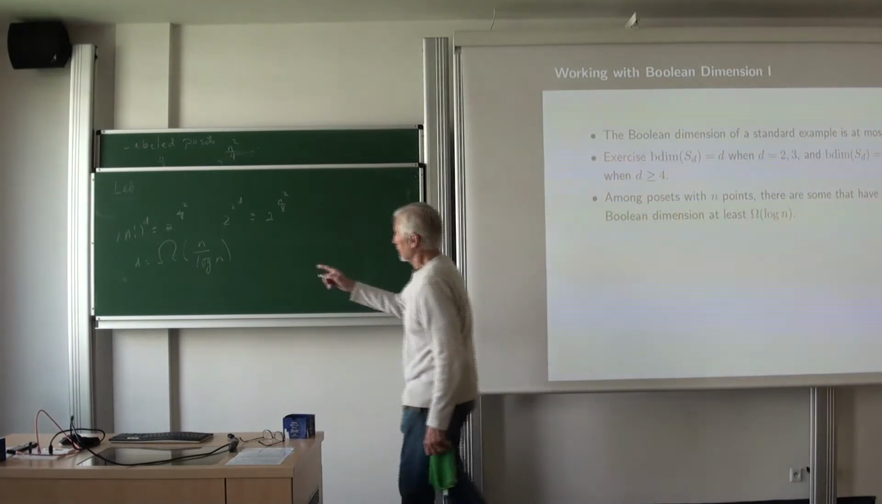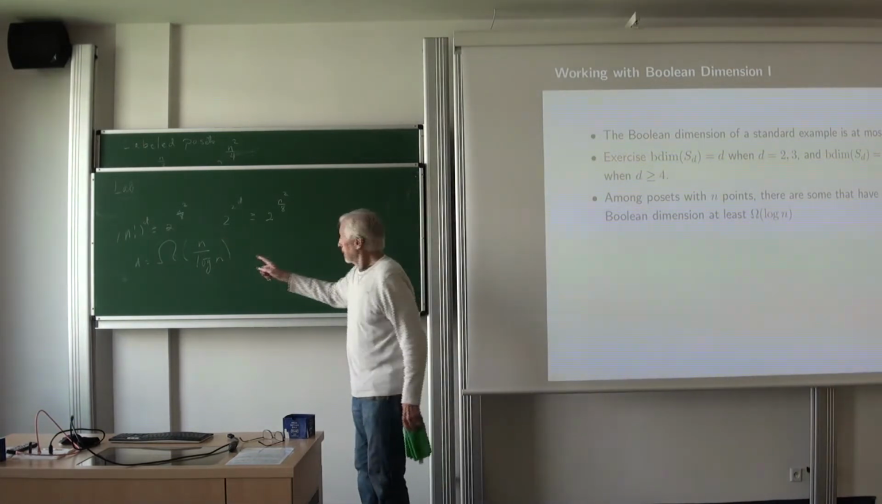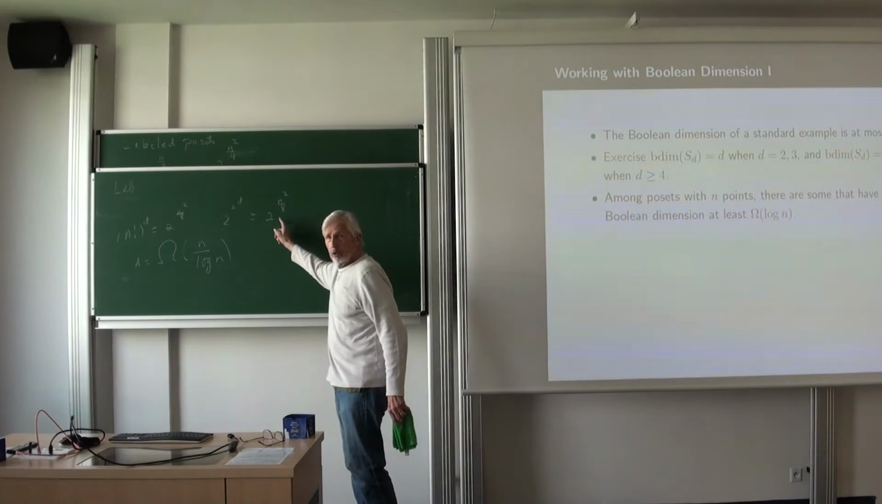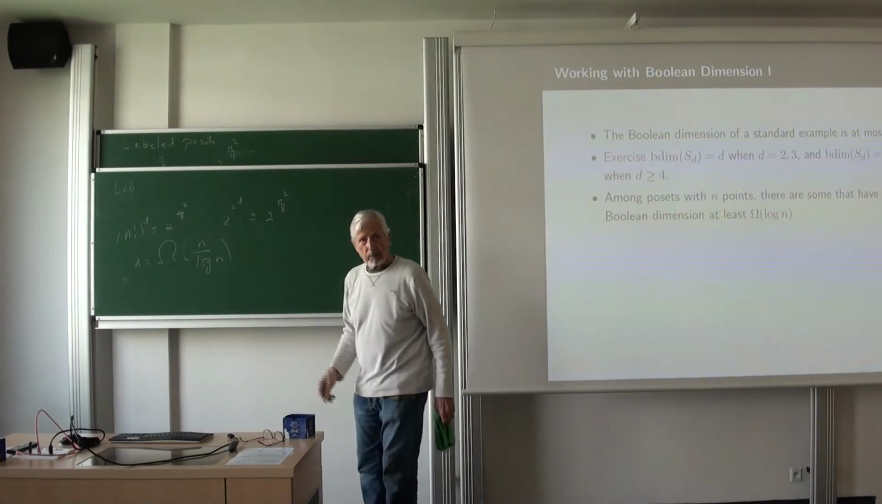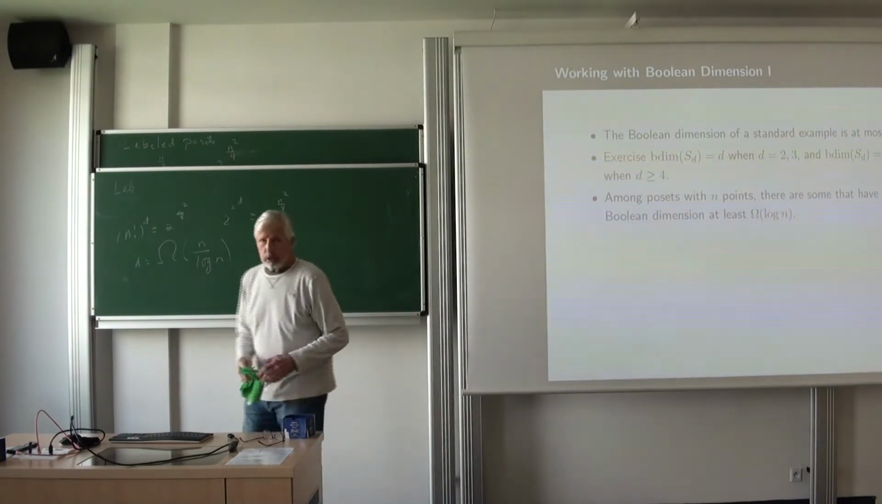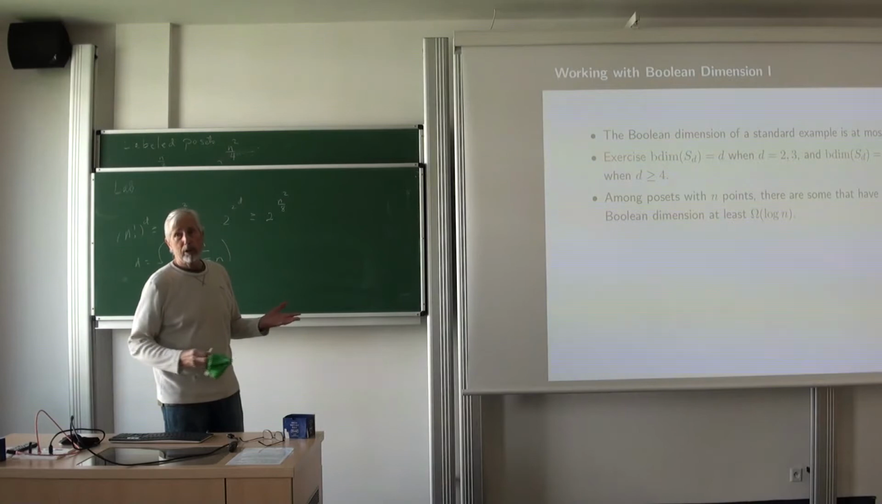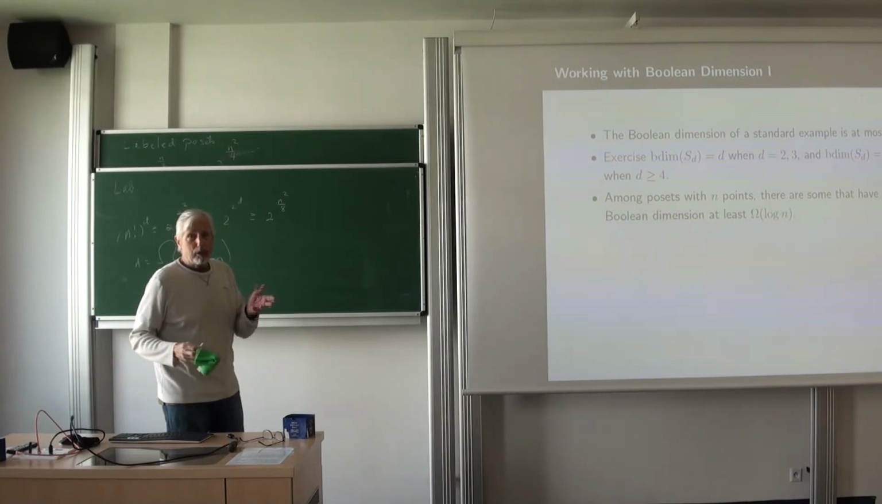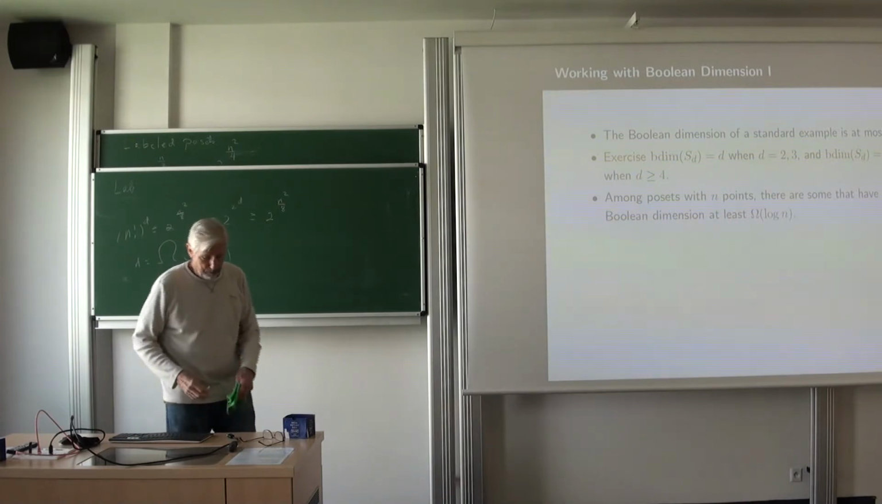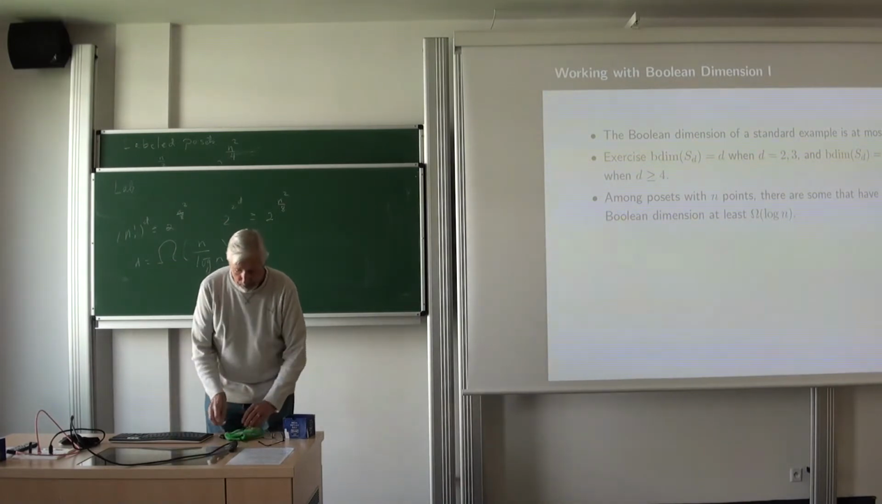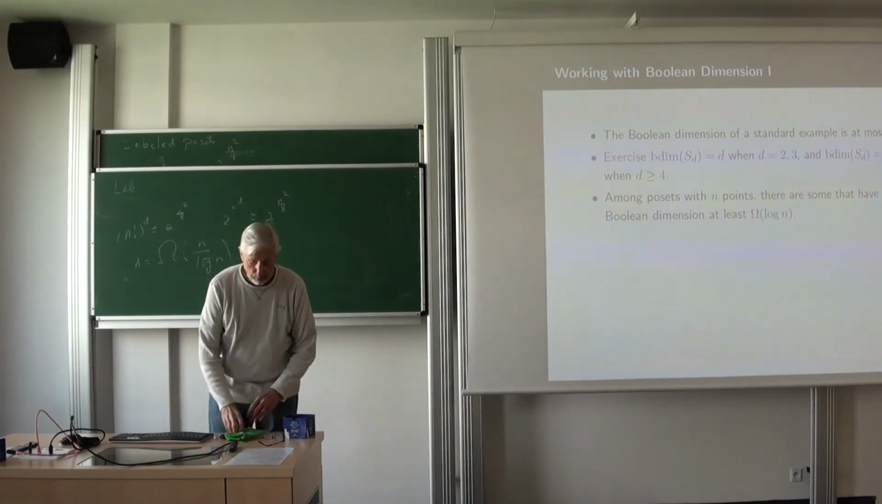Okay, well, that's a garbage bound again, because this one is the controlling one, and it says that the Boolean dimension is at least log n. And this result is due to Nešetřil and Pudlák, and they also showed that it's optimal, up to the multiplicative constant. So you need a lot of points to get big Boolean dimension.